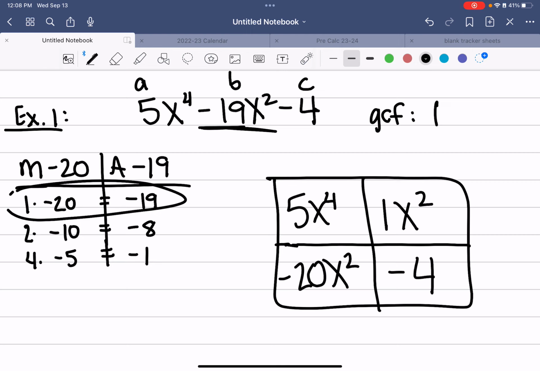Now from here, I'm going to take the greatest common factor of each column and each row. So here are my 2 columns. Between 5x to the fourth and negative 20x squared, they can be divided by a 5x squared, which is our greatest common factor there. Our next column, 1x squared and negative 4, only have a 1 as a common factor. And then this box here is a positive, so that decides that this is also a positive.